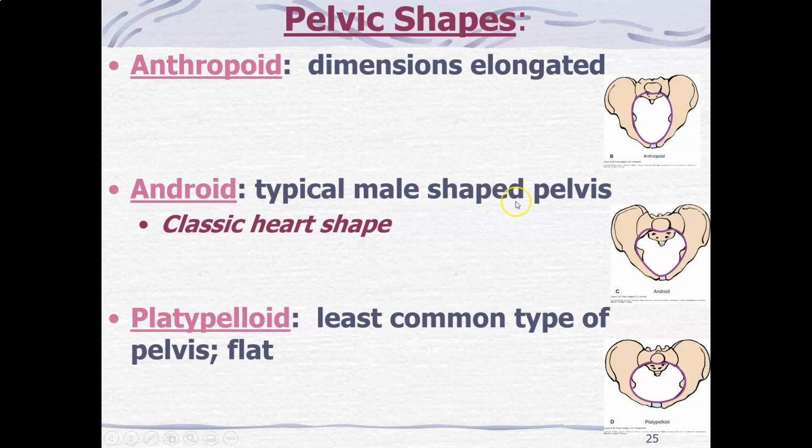This android is the typical male-shaped pelvis, and see how it's this classic heart-shaped. It's long here and wide, and then comes in significantly. Very difficult to deliver vaginally. And then the platypoid, this is the least common type of pelvis, and it is a very flat pelvis. This AP diameter, very flat, not very large, very difficult to deliver.